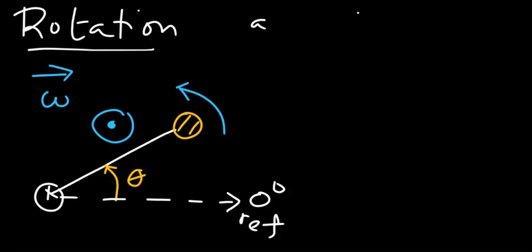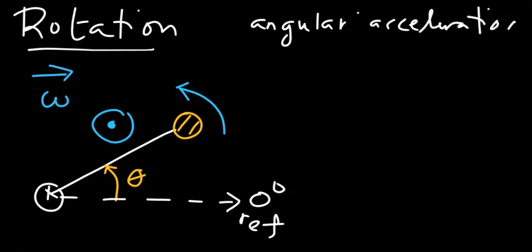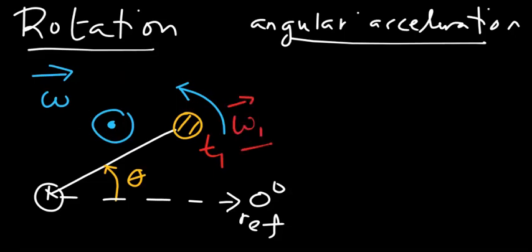Now let's look at the concept of angular acceleration for rotational motions. So let's assume that an object, as shown in this diagram, is executing a rotational motion in a counterclockwise direction. At t equals t1 seconds, assume its angular velocity is omega 1, and at t2 seconds the object is there and its angular velocity then is omega 2.